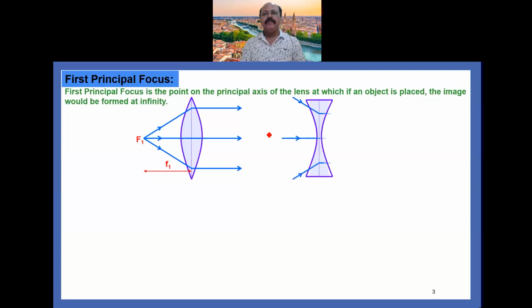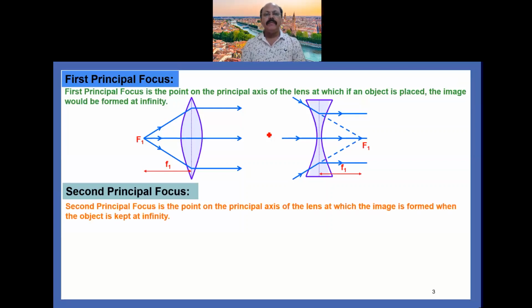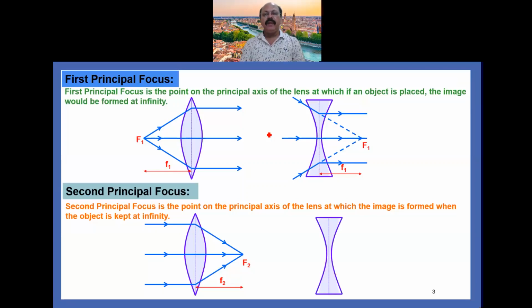Similarly, in the case of the concave lens. Now, the second principal focus is the point on the principal axis of the lens at which the image is formed when the object is kept at infinity. Then that point is known as the second principal focus. You can see the ray diagram here. The object is at infinity, then the image is formed at the focus. It is represented by F2. So F2 is the representation of the second principal focus, and F1 is the representation of the first principal focus. Similarly, we can see it in the case of the concave lens.